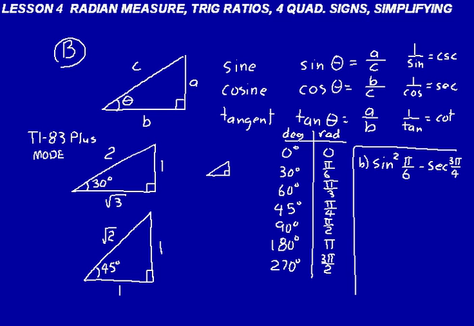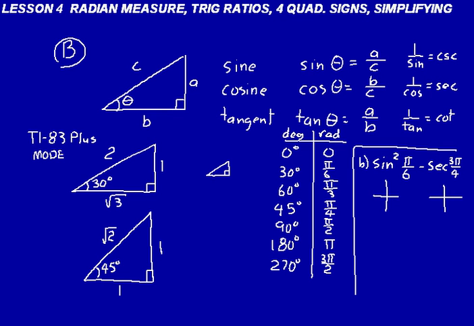Let's go ahead and do a practice problem. Evaluate this relationship here: sine squared of pi over 6 minus secant of 3 pi over 4. What I like to do on these is just set up a Cartesian coordinate system underneath each one, and that just helps me get my bearings basically.